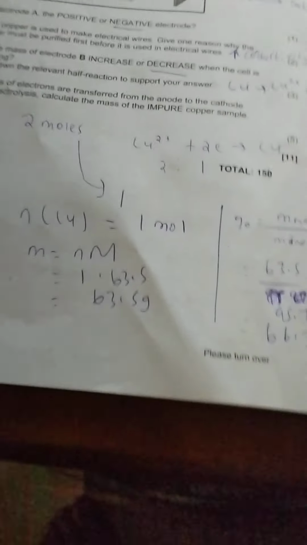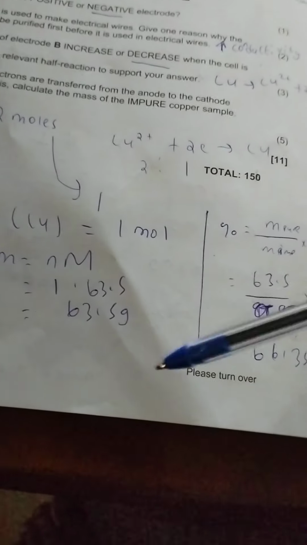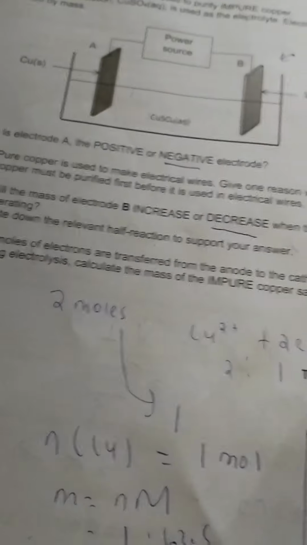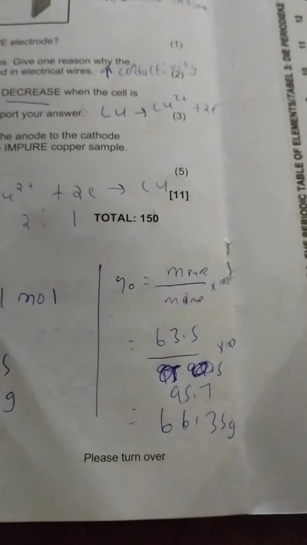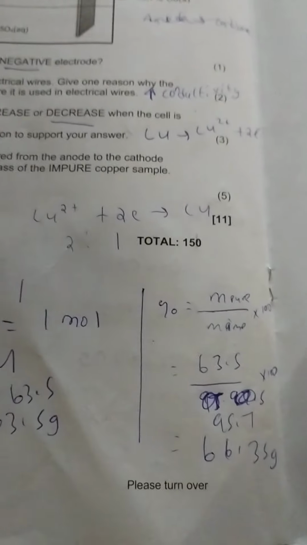That'll be 5 marks. So you just get the moles from the ratio, then you get the mass. Once you get this mass, you divide by the one that they gave you, which was 95.7 at the beginning. That's why they gave it to us, so that you can use it at the end. Then you multiply everything by 100. That becomes your lovely answer. So this was the last question, guys.